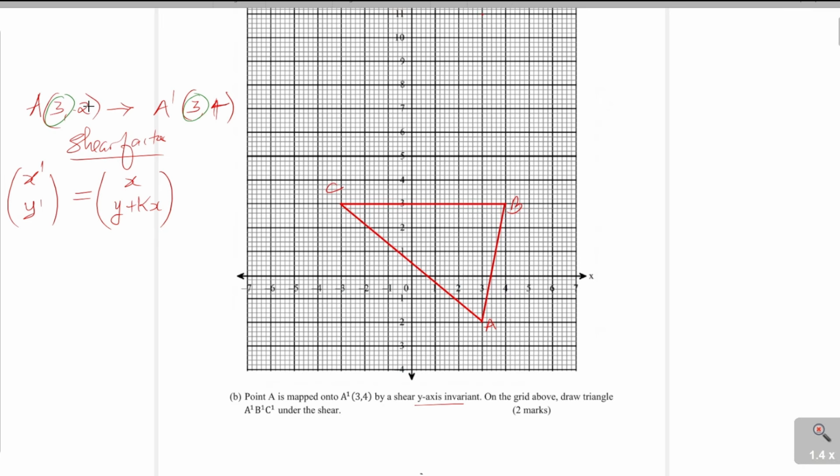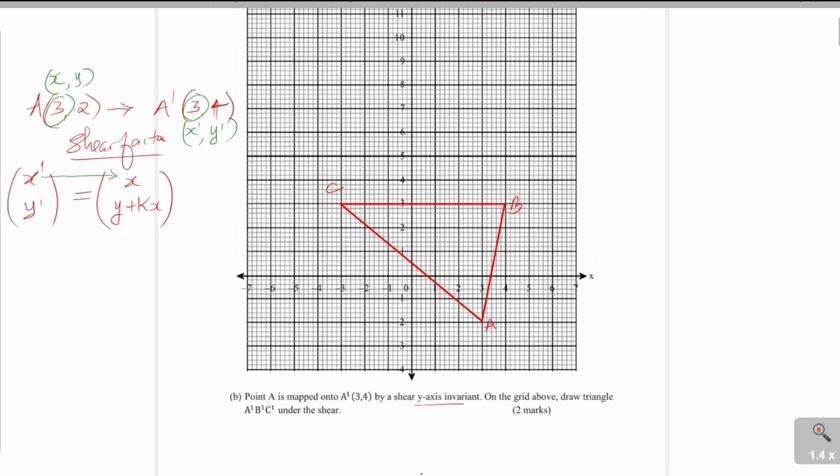But for the y-coordinate, you can see there's a change from -2 to 4. And that is why, when you look at this formula here, x remains the same. So what is x1, y1? x1, y1 comes from the image point. So from A prime, 3 is x1, 4 is y1. Then where do we get x and y? x and y come from the object point, so from A. So from A, x is 3, and y is -2.